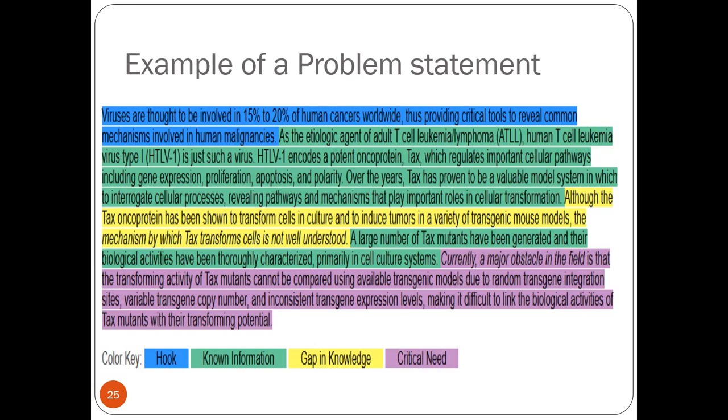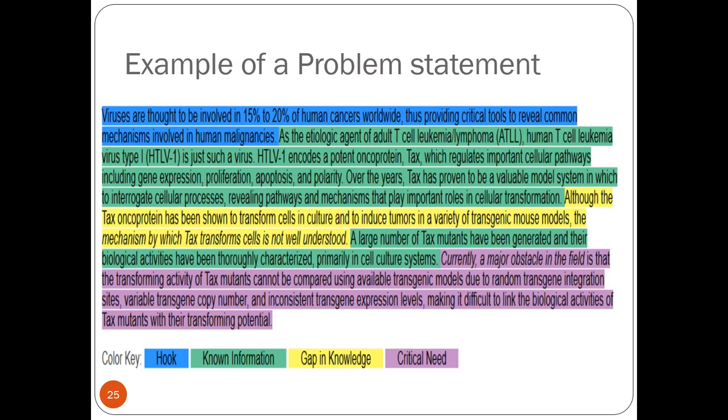Then that is where the second part comes in: what is known about the issue? As the etiologic agent of adult T-cell leukemia, human T-cell leukemia virus type 1 is just such a virus. HTLV-1 encodes a potent oncoprotein, Tax, which regulates important cellular pathways. So now I'm giving the known information, what is already there. Over the years, Tax has proven to be a valuable model system in which to interrogate cellular processes, revealing pathways and mechanisms that play important roles in cellular transformation. So I've given the known information here.